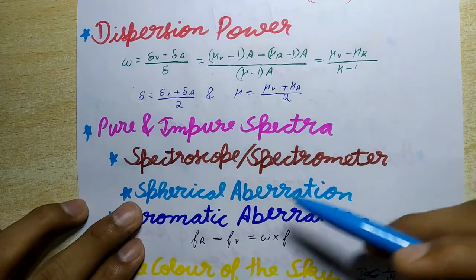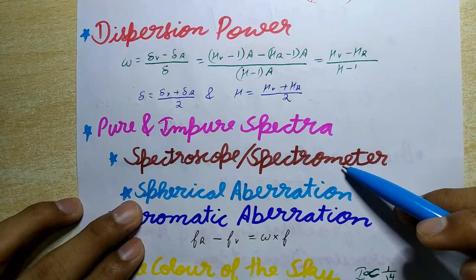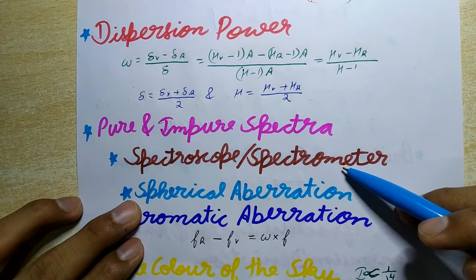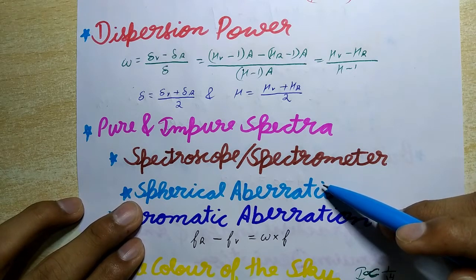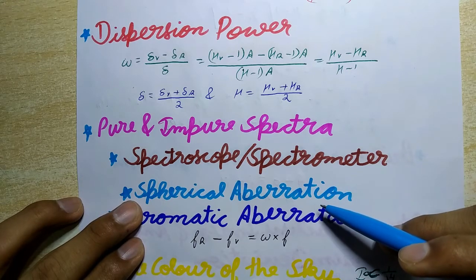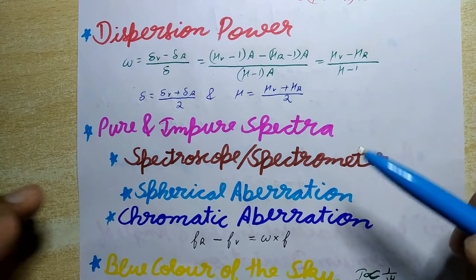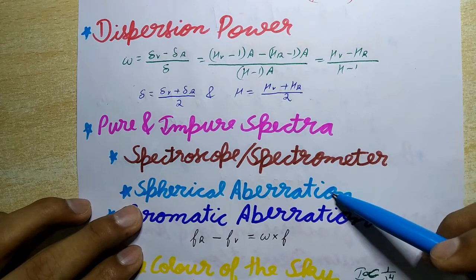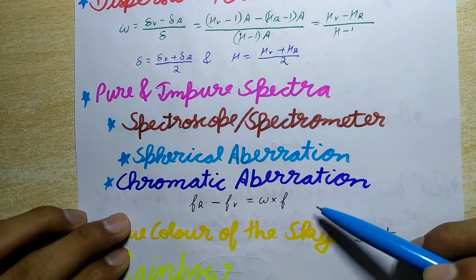Now next is spherical aberration. The inability of a lens or spherical mirror of a large aperture to bring the paraxial and marginal rays of a wide beam of light to focus at a single point is called spherical aberration.